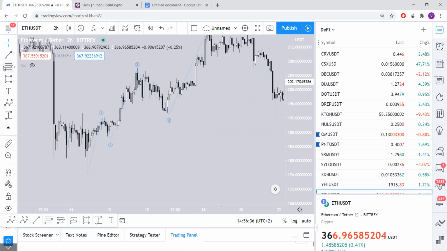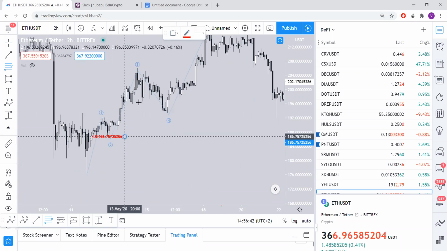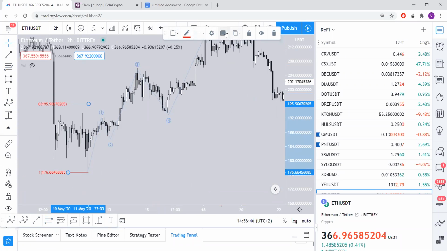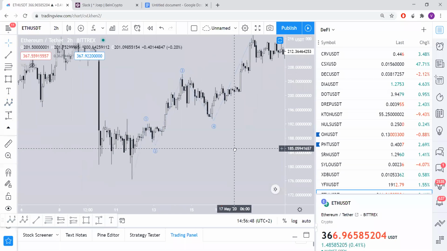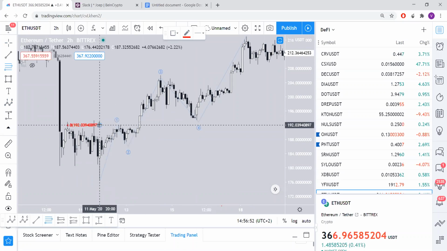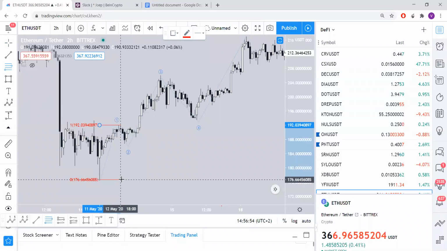Wave 3, is it the shortest? Now you have no overlap, so it's fine. 2 doesn't go below 1. 3 is not the shortest. Okay, it can be an impulse. Now use a fib on wave 1, the entire wave 1, right?